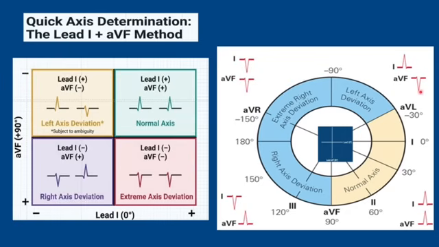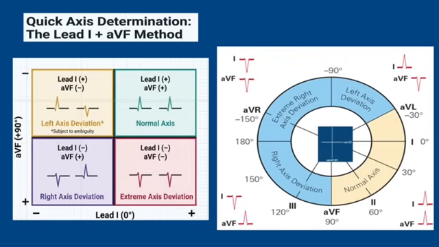But we have a problem here. If we have positive lead 1 and negative aVF, it could be left axis deviation, but still we have up to minus 30 to be normal axis. So how to know this?